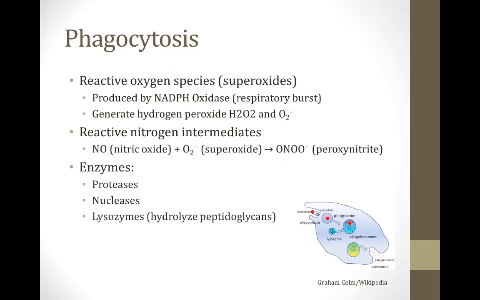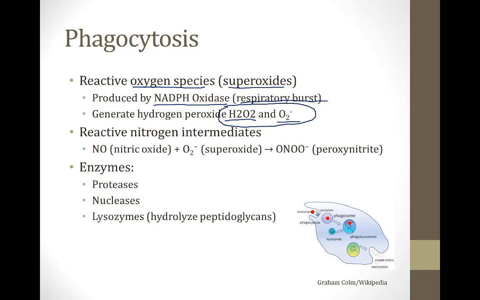Let's talk about what you find inside those lysosomes that is so deadly to bacteria and other pathogens. Well, one of the first things you find are reactive oxygen species. These are called superoxides. These are molecules produced by an enzyme called NADPH oxidase as part of the biochemical pathway called the respiratory burst. The respiratory burst pathway leads to production of hydrogen peroxide and superoxide molecules, and both of these are toxic to bacteria and other pathogens.